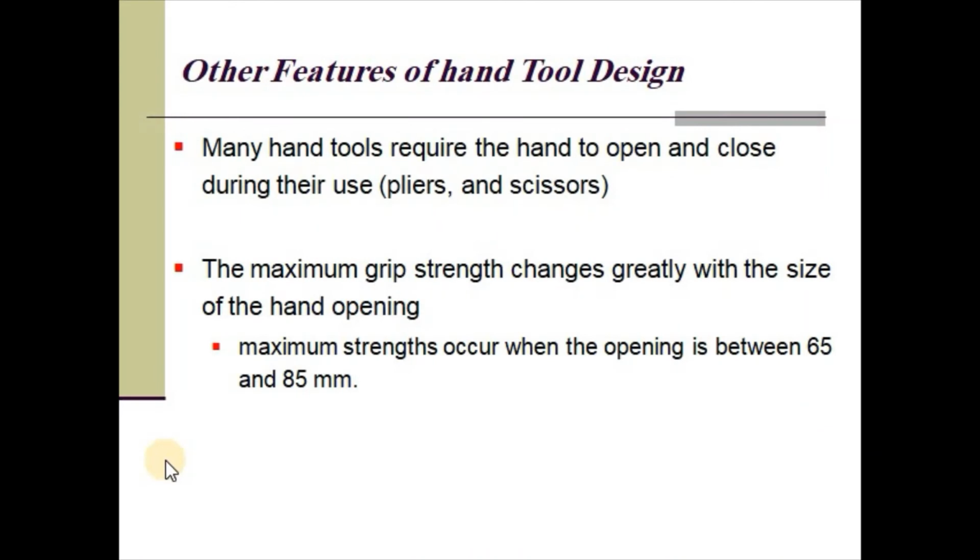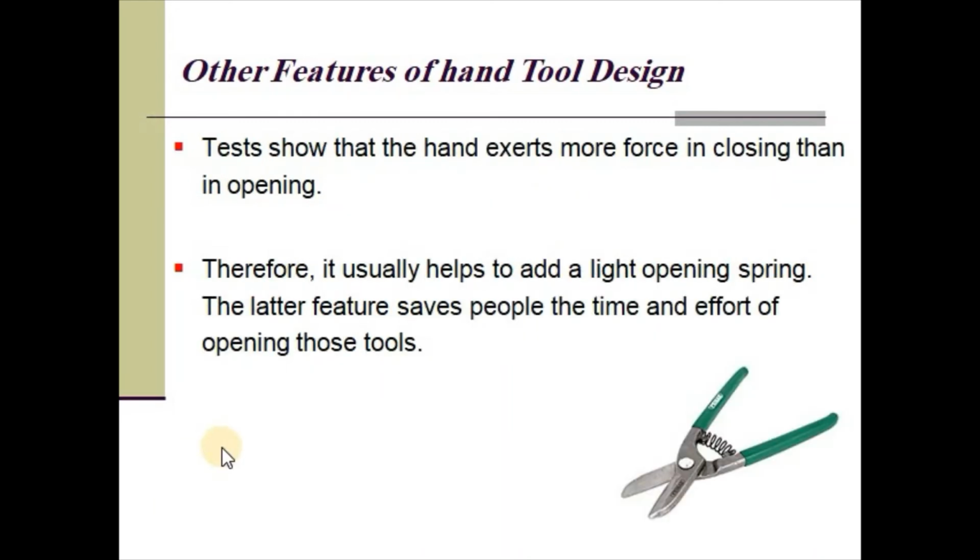You need to know that for tools that require some opening, like pliers or scissors, the grip strength changes greatly with the size of the opening. Now here, for the maximum strength, you have to have an opening between 65 and 85 millimeters. This is the recommendation.